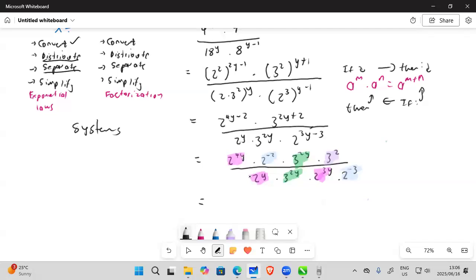2 to the power 4y over 2 to the power 4y is 1. All of that will cancel. 3 to the power 2y over 3 to the power 2y, that will cancel, right? Can you see what we're doing now? We're at the simplify step. We're making use of exponential laws.